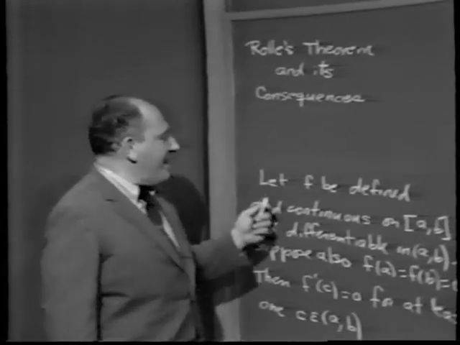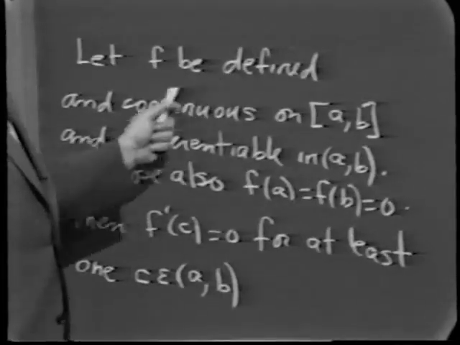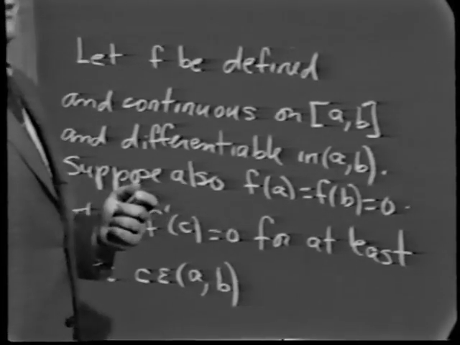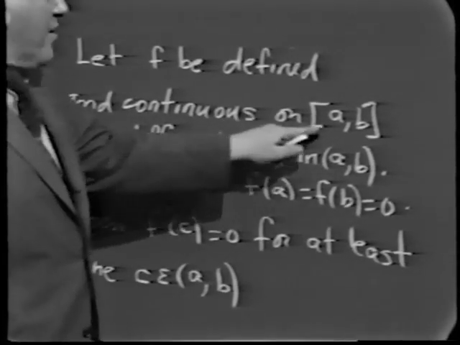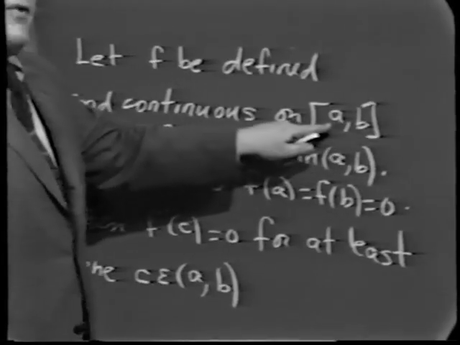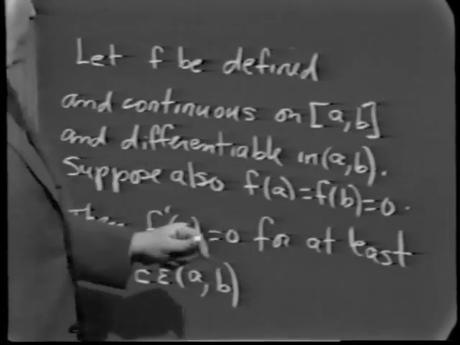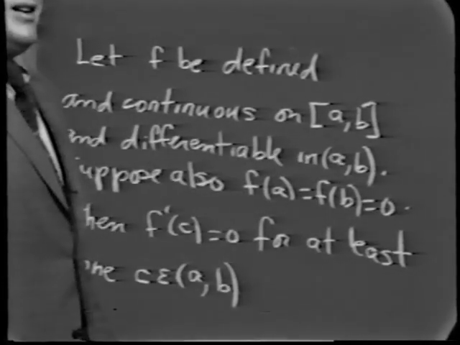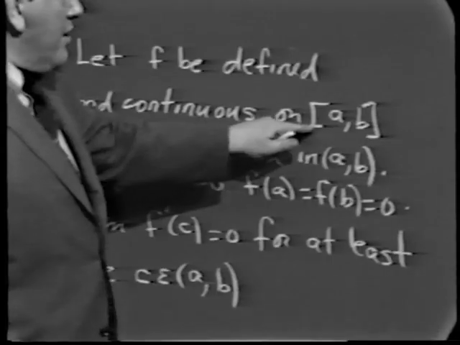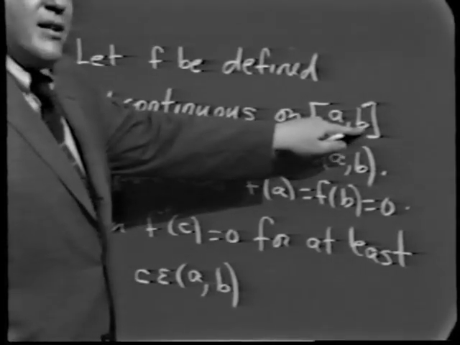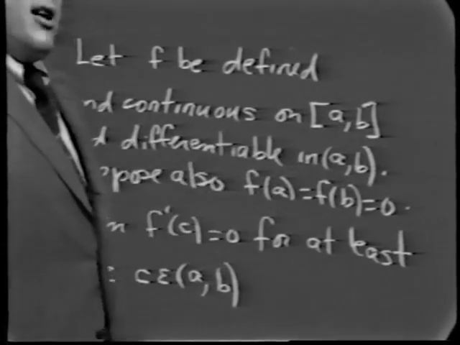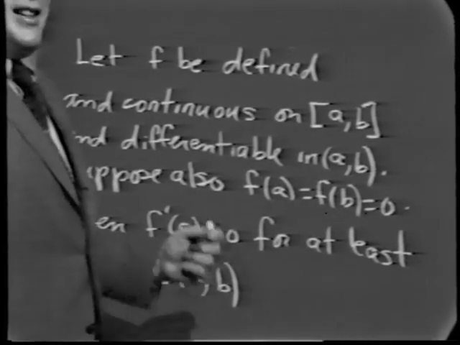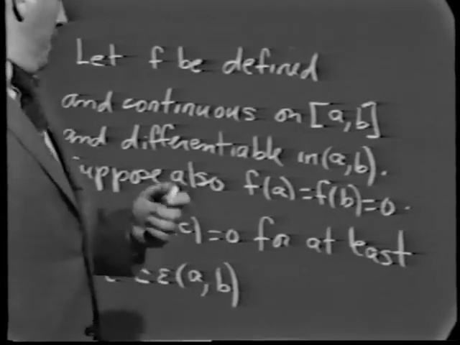Rolle's theorem says this: let f be defined and continuous on the closed interval from a to b. In other words, the domain of f is the closed interval from a to b. The graph of f is unbroken on this interval. And differentiable in the open interval from a to b. In other words, you want the function to be continuous on the entire interval, but for differentiability, you only require that it be smooth, differentiable in the interior of the interval, in the open interval.